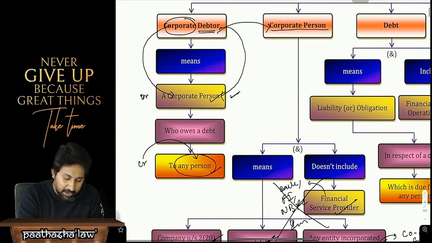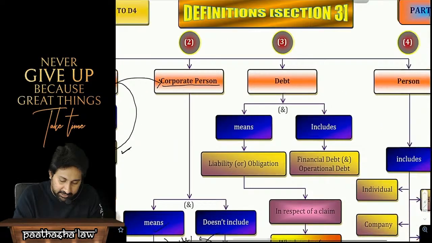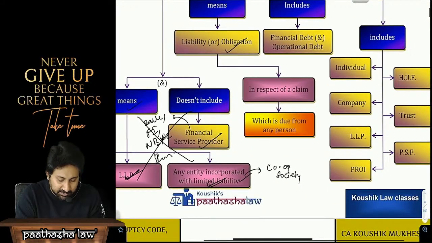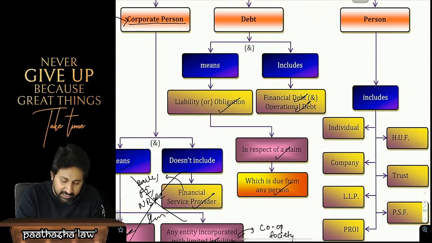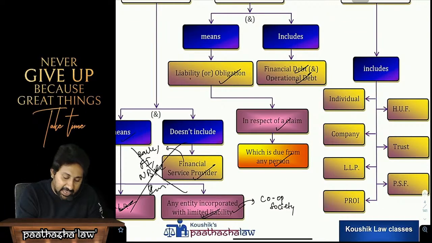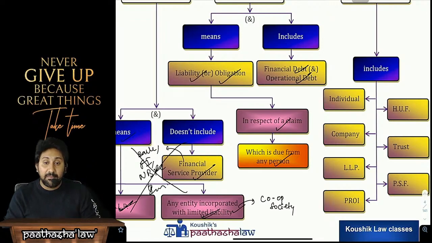Next, corporate debtor means a corporate person who owes a debt. What is a debt? Debt means liability or obligation in respect of a claim which is due from any person, and includes a financial debt and an operational debt. So again, debt is a liability or an obligation, in respect of a claim.